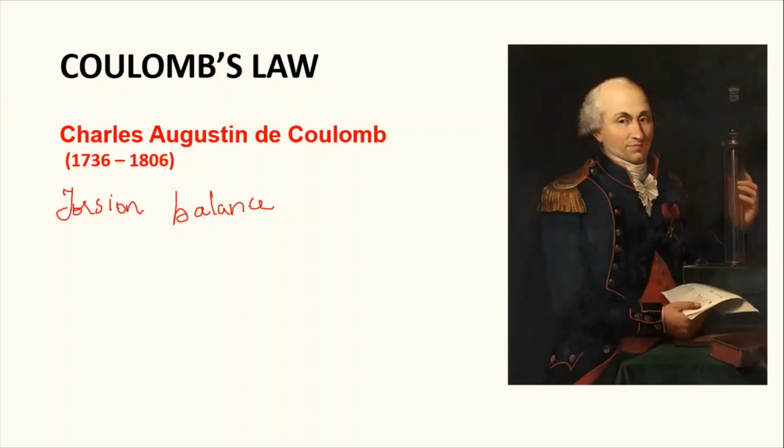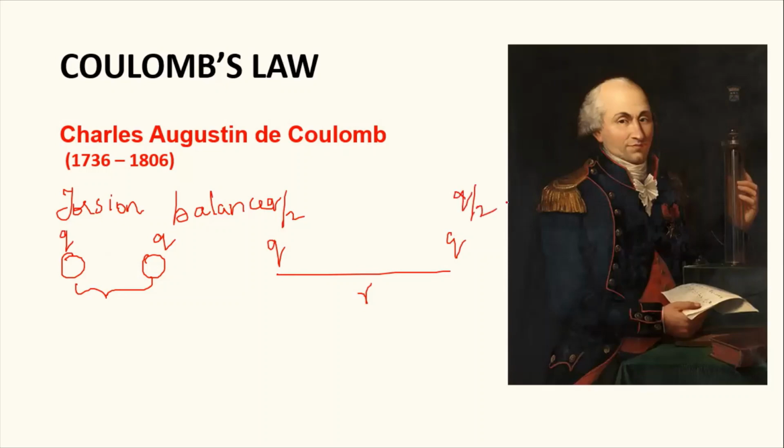What he did was take two identical spheres having charge, say Q. These are all assumptions. He varied the distance between the charges, increasing and decreasing it, and at various points he calculated the amount of force exerted between the two charges. Then he kept the distance constant and varied the charge, say Q here and Q here, or Q by 2 here and Q by 2 here. He did a number of experiments, and finally he came up with a mathematical statement.